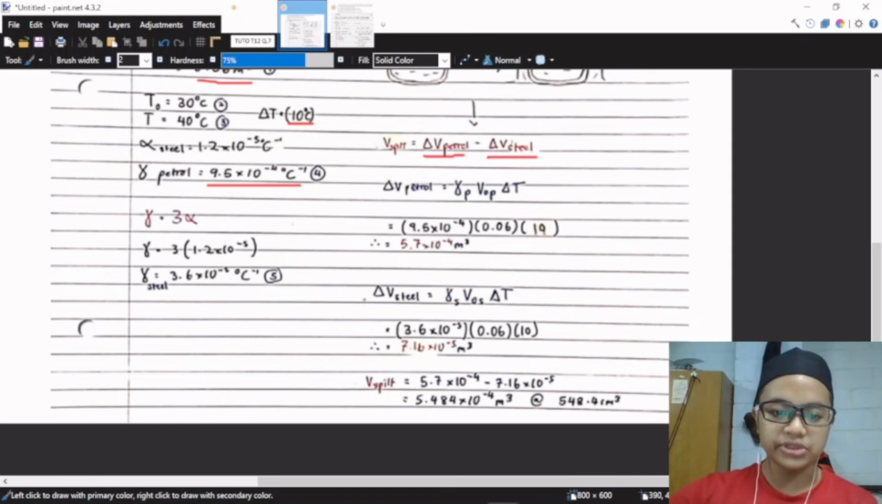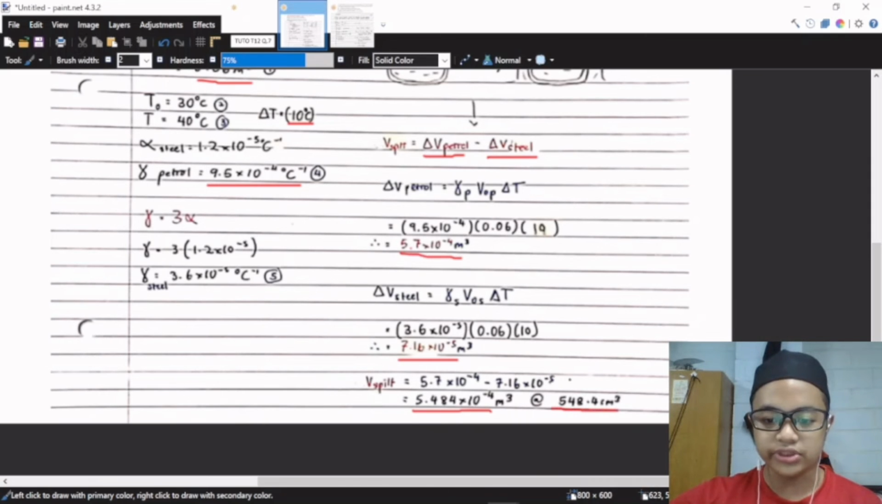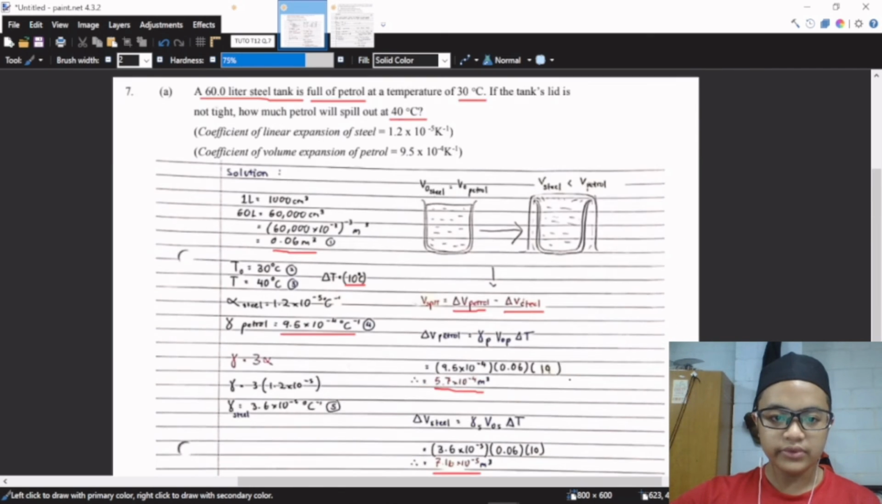Dan kita akan lakukan bersama juga pada change in volume of steel, dan kita akan dapat nilai 7.16 times 10 powered by -4 meter cubic. Dan kita akan gantikan nilai change in volume petrol, change in volume steel dengan nilai-nilai tersebut, dan kita akan dapat jawapan dia iaitu 5.484 times 10 powered by -4 meter cubic or 548.4 cm cubic. Itu jawapan dia.